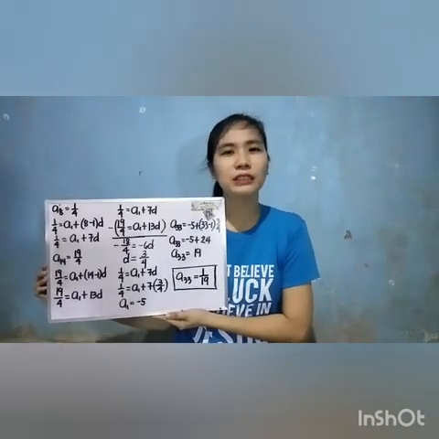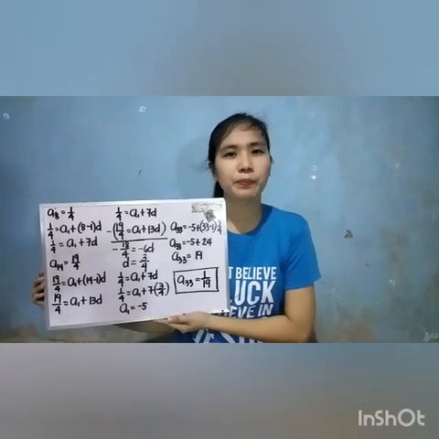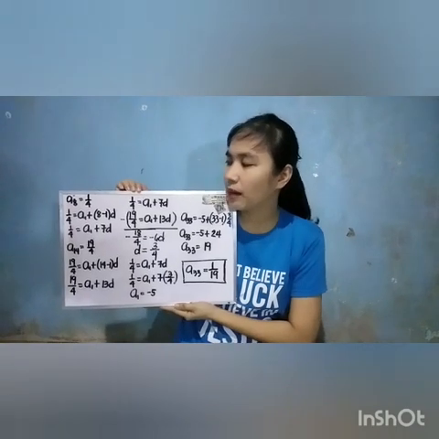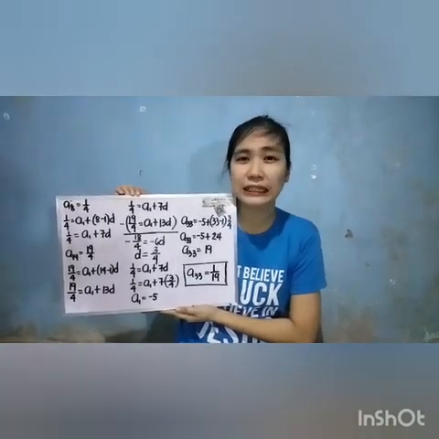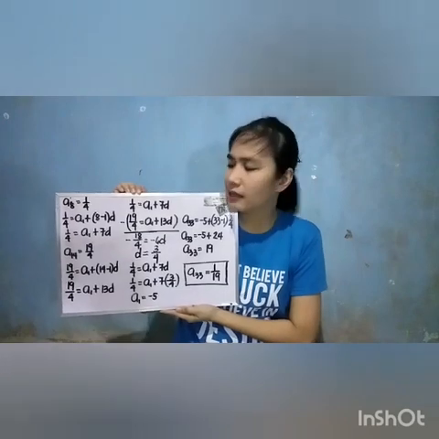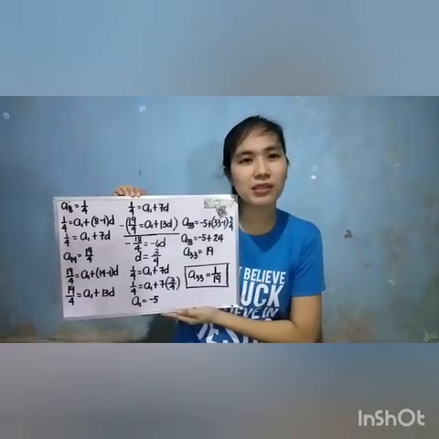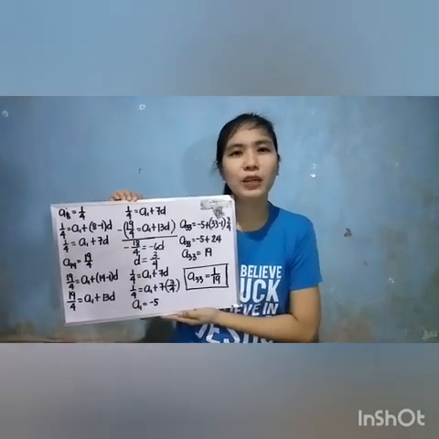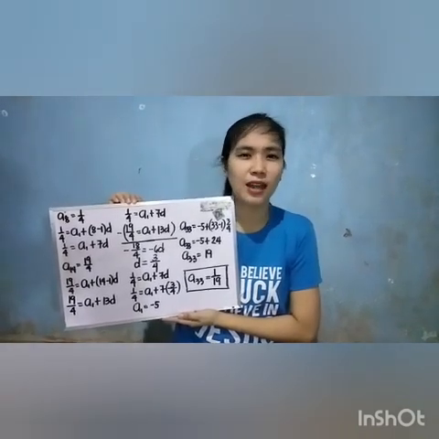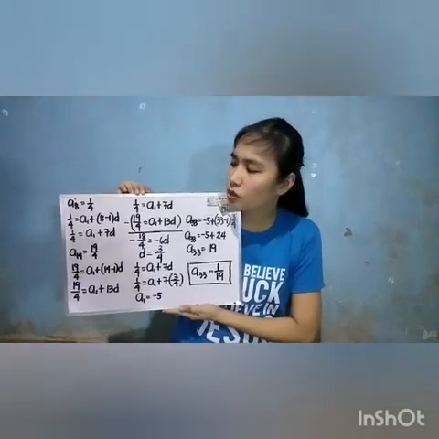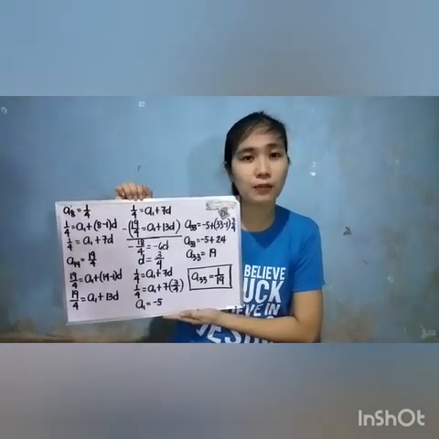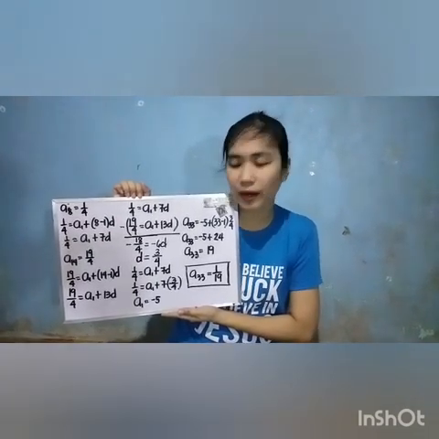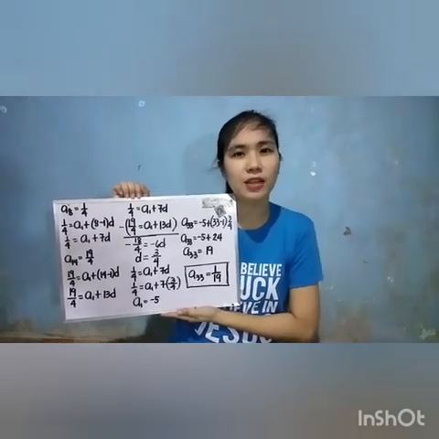Now, to find the common difference and the first term, we need to subtract these two equations. So, we have 1/4 is equal to a sub 1 plus 7d minus 19 over 4 is equal to a sub 1 plus 13d. Remember, in subtracting terms, we need to change the sign of the subtrahend and then proceed to addition. So, 19 over 4 becomes negative 19 over 4, a sub 1 becomes negative a sub 1, and 13d becomes negative 13d.